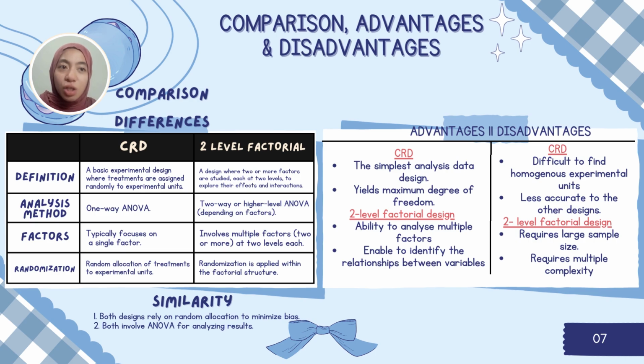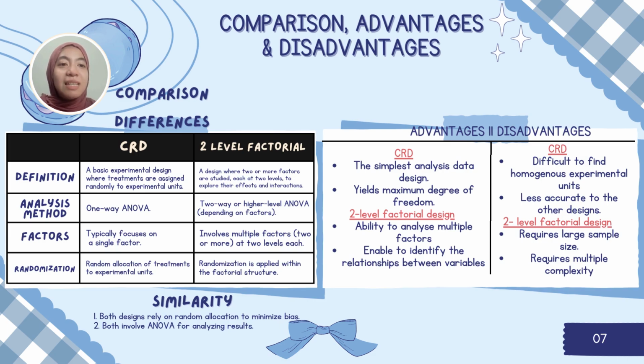I will be discussing the comparison between two experimental designs, CRD and two-level factorial design, both commonly used in research to analyze data systematically, but they differ in their structure and purpose. First, let's define these two designs. CRD is the basic experimental design where treatments are assigned randomly to experimental units. It is simple and commonly used for single-factor studies.